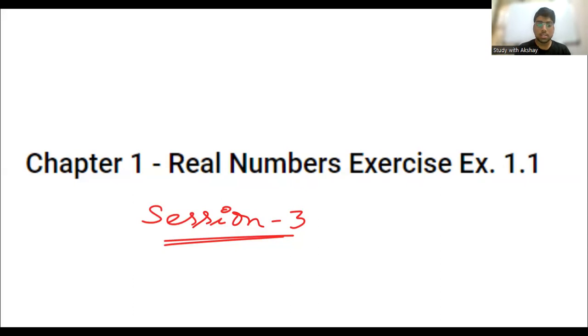So in this session, we will be talking about exercise 1.1 of the chapter Real Numbers. In the previous session, we have learned a few example numericals which are based on Euclid's algorithm of solving HCF using Euclid's algorithm. This is session 3 based on the chapter Real Numbers. So let's see.